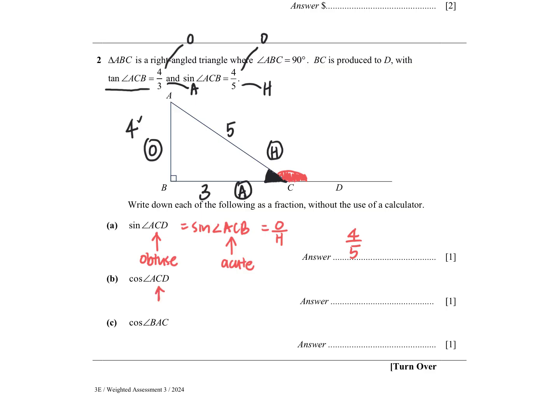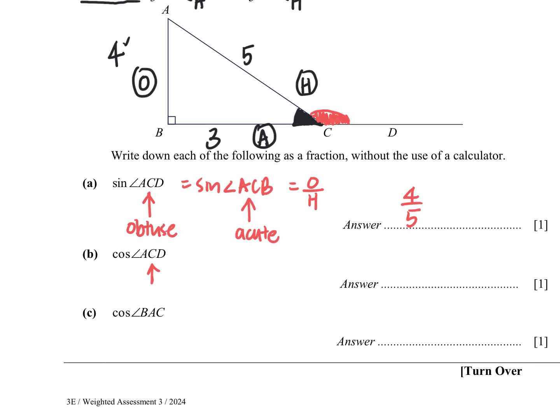Okay. Next one is cosine ACD. Again, this is the obtuse. So it's equal to negative cosine of the acute. So everything else is the same except you add a negative sign. So negative 3 over 5. Because it's obtuse. So the moment they ask you for obtuse, then you know your answer must be negative for cosine and tangent. But for sine, it doesn't matter.